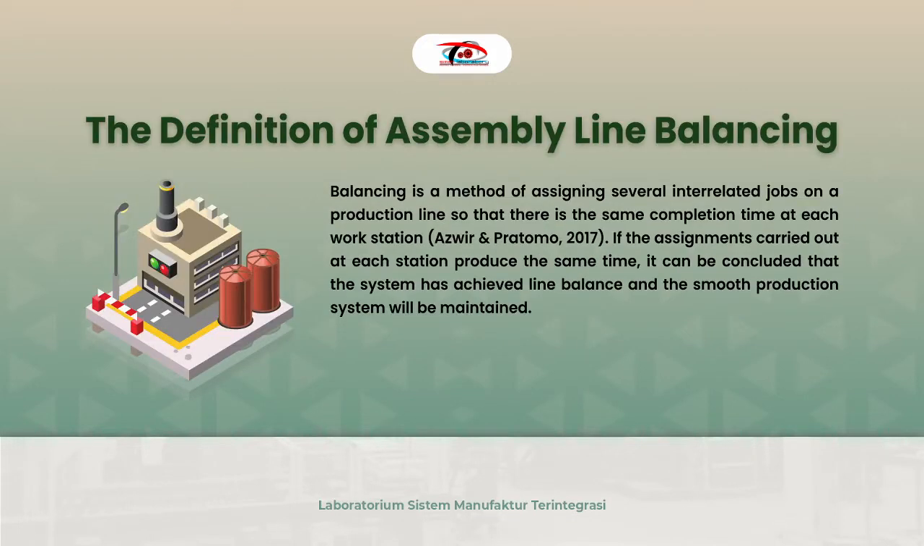This is the definition of assembly line balancing. Balancing is a method of assigning several interrelated jobs on a production line so that there is the same completion time at each workstation. If the assignments carried out at each station produce the same time, it can be concluded that the system has achieved line balance and the smooth production system will be maintained.